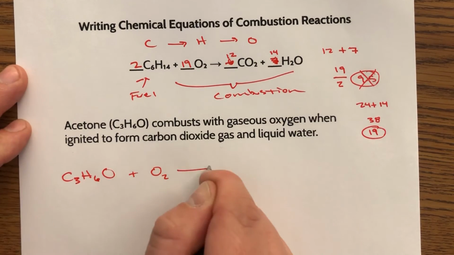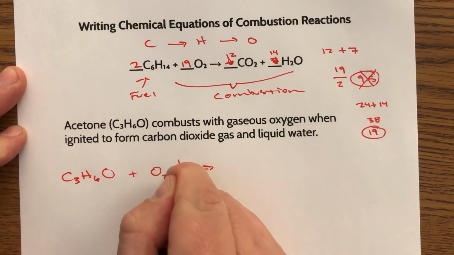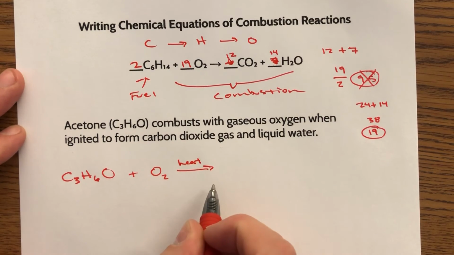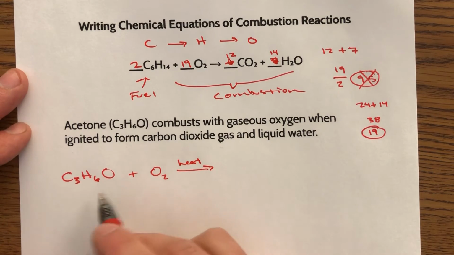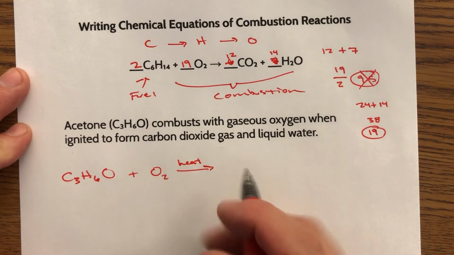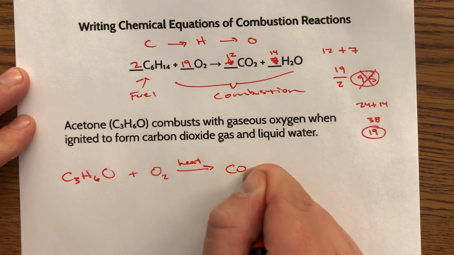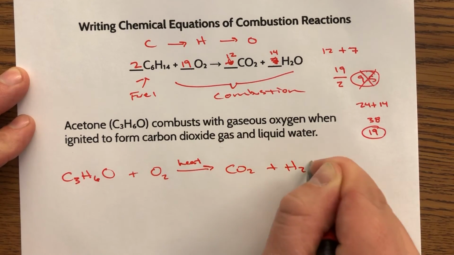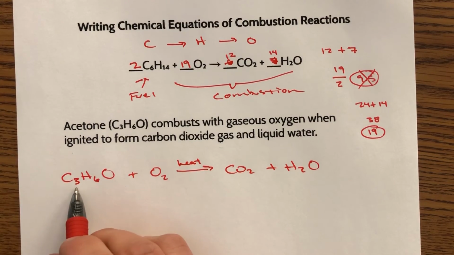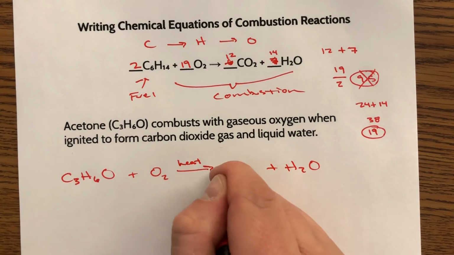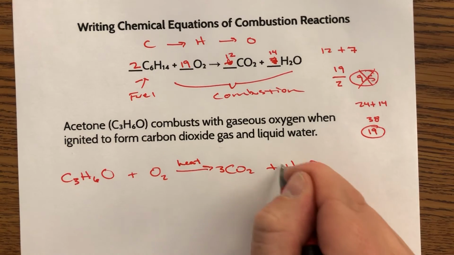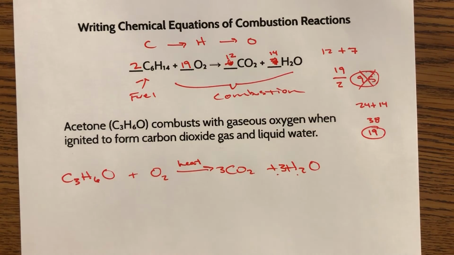We have to add energy. And I'm going to be more specific, and I'm going to say heat. We need to apply heat to the problem to get these two things to combust, the fuel and the oxygen. And it's going to form CO2 and H2O. And how many carbons do I have? We have 3 and 3. We have 6, and we're going to have 3 H2Os on this side.